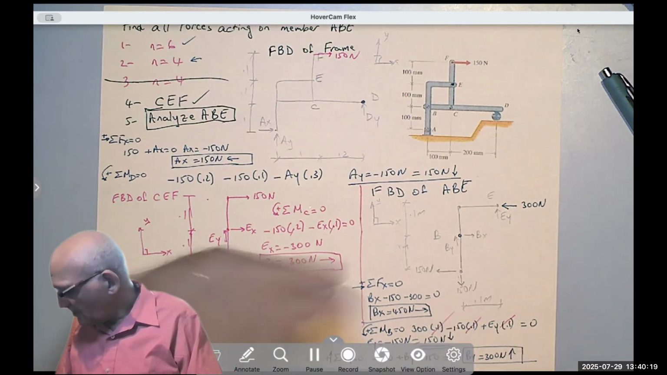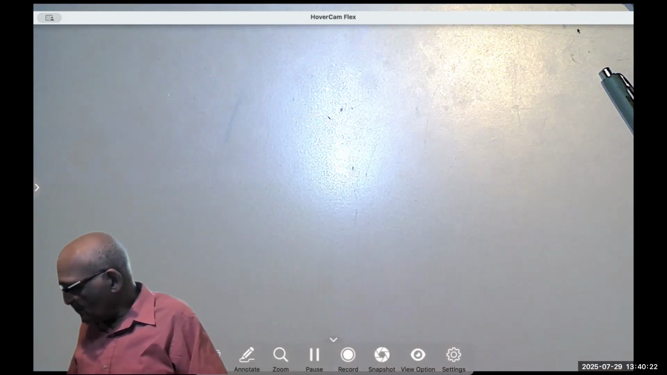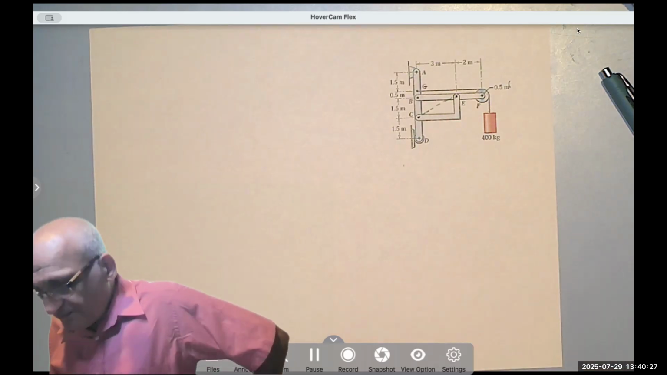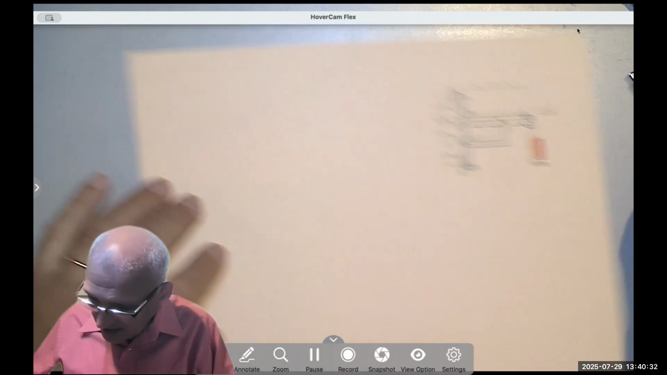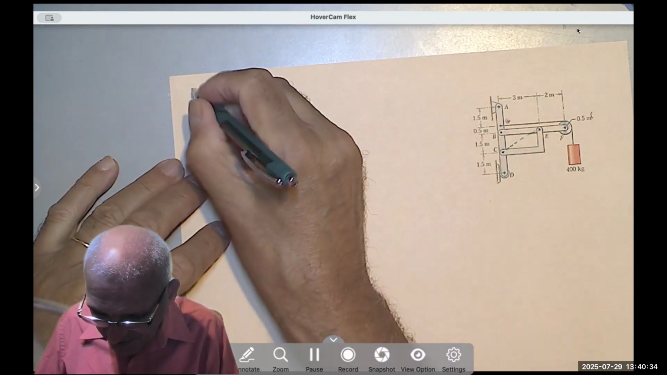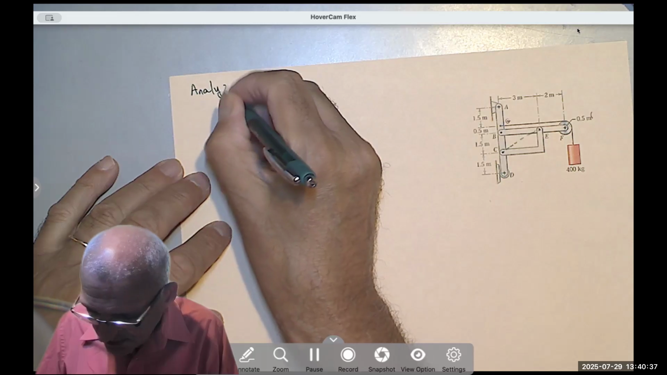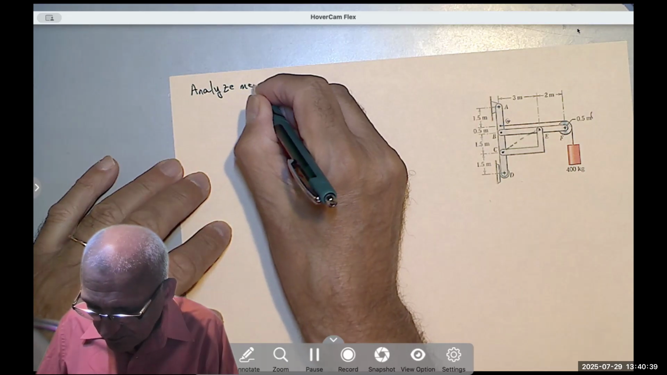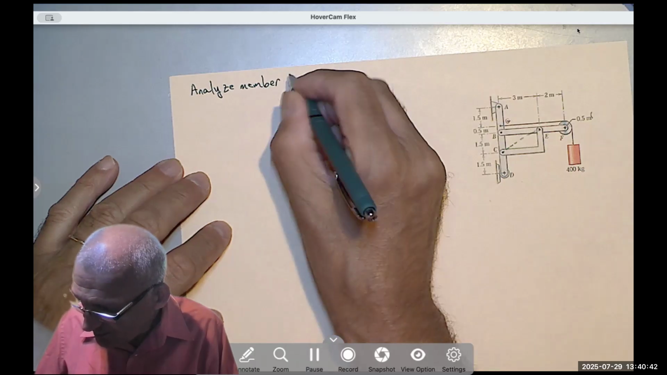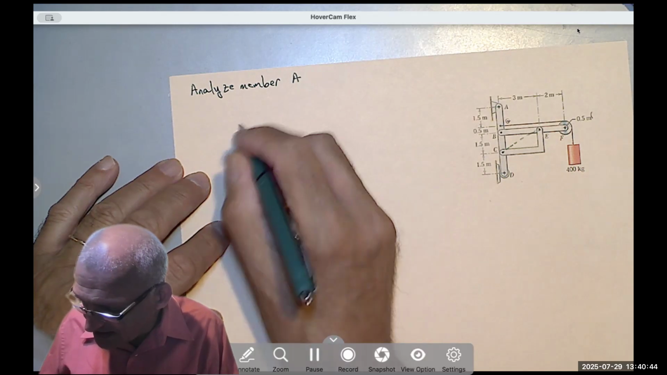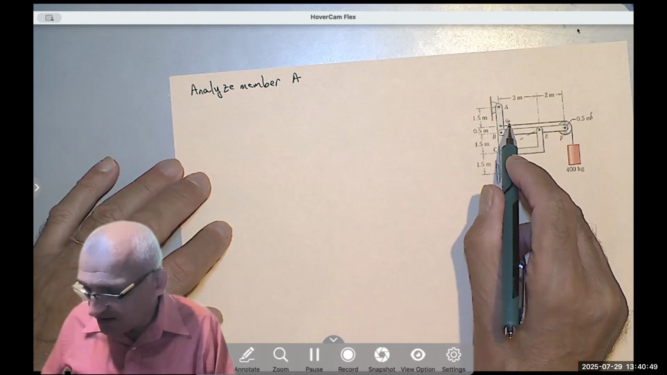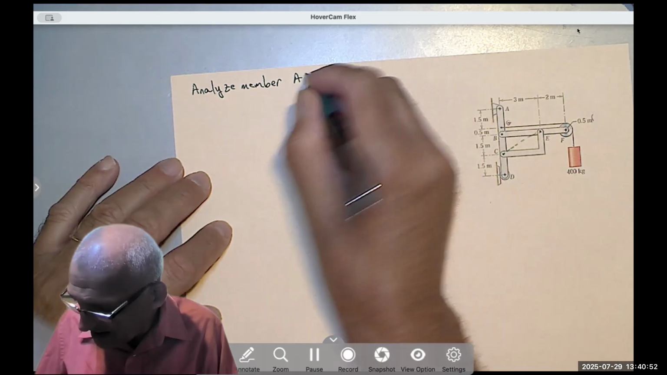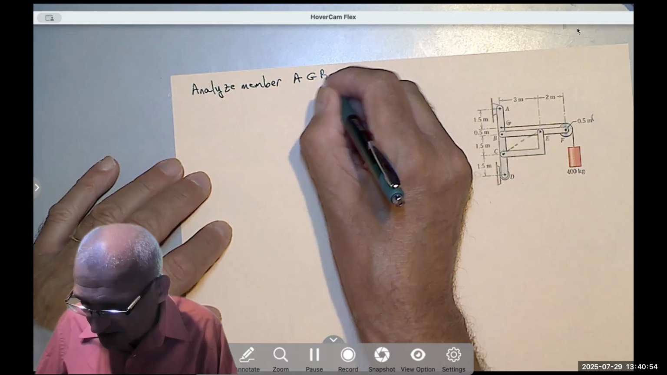Okay, I have another one for you, and that would conclude the topic of frame analysis. Here's another frame. And in this case, they want you to find all the forces, meaning analyze member AG or ABCD. I just added the letter G here because I had A through F. So A, G, B, C, D.